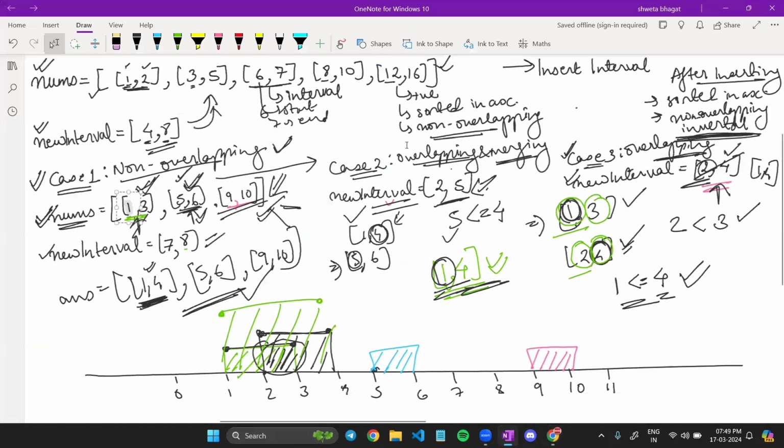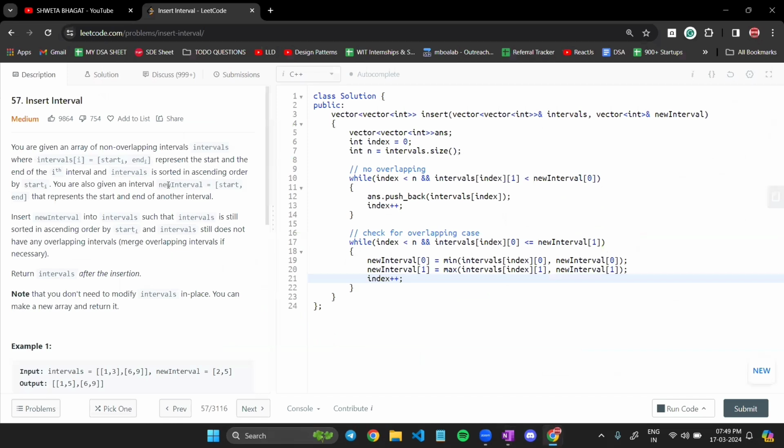Why? Because of what we discussed in the second case: this new interval may have an overlap with an existing interval. And after merging these two intervals, the new interval can again have an overlapping with another existing interval, right? That's the reason why we have written this while loop. The moment we come out of this while loop, we simply say answer.push_back(newInterval), correct? Because once we come out of this while loop, it means we are done finding the overlappings and creating the new interval, so we simply add the new interval.